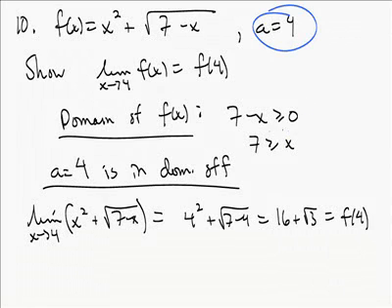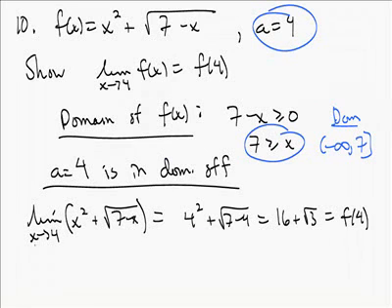And since it was, since our domain was x less than or equal to 7, or negative infinity up to and including 7, is our domain for f of x, since the value a, which equals 4, was in that domain, well, then we can see it's continuous at that point, and the limit as x approaches 4 does equal just f of 4.